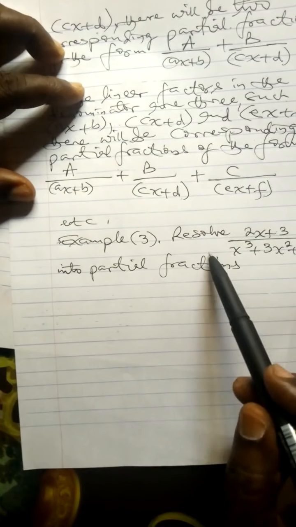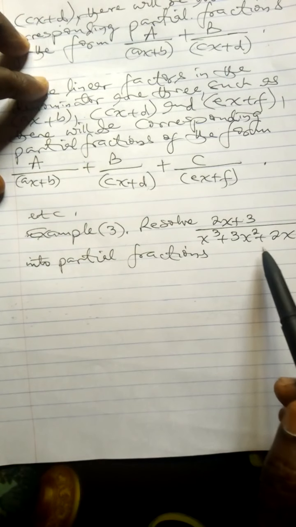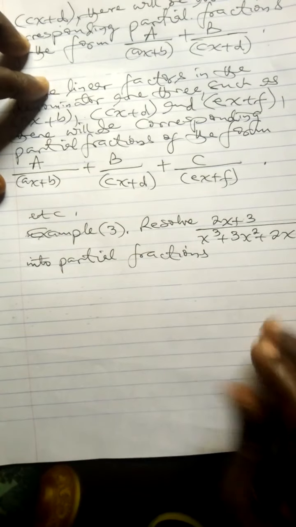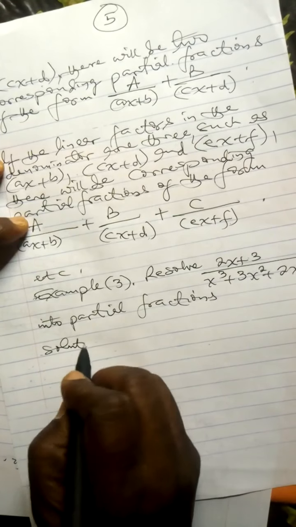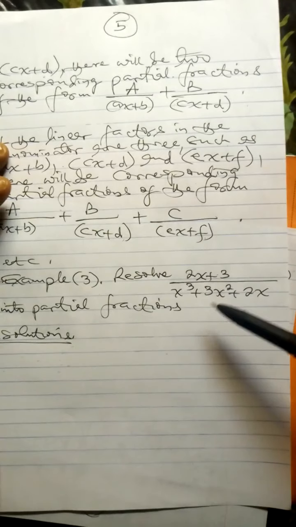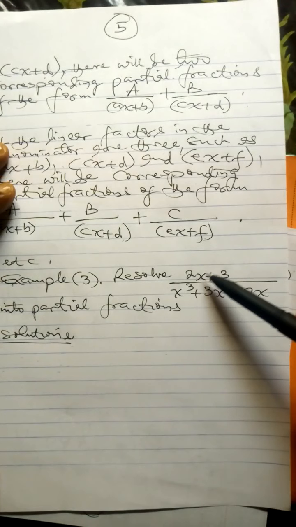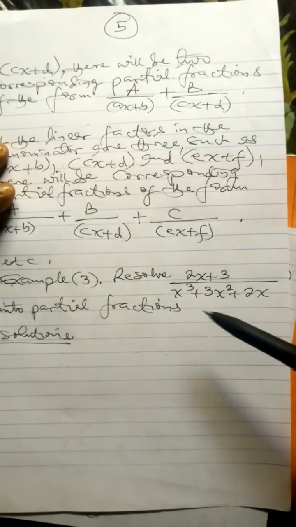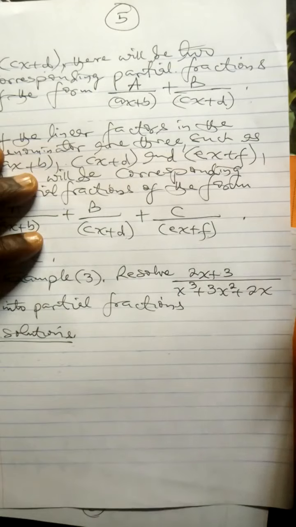So, example number 3. Resolve 2x plus 3 over x cubed plus 3x squared plus 2x into partial fractions. Solutions. The first thing you do is to compare the degree of the numerator and the degree of the denominator. Now, the degree of the numerator is lower than the degree of the denominator in this question. So that means we are okay. We don't have any reason to carry out long division.